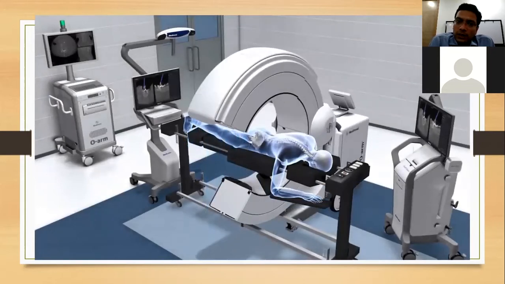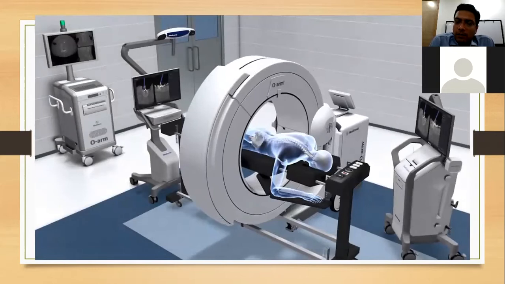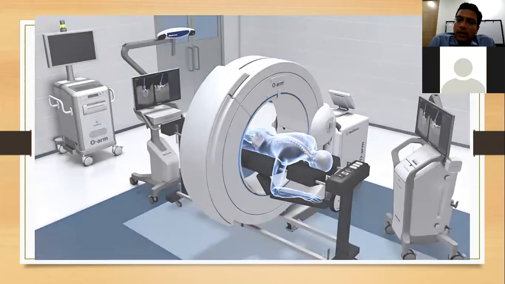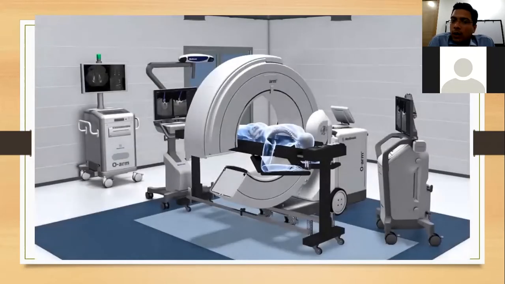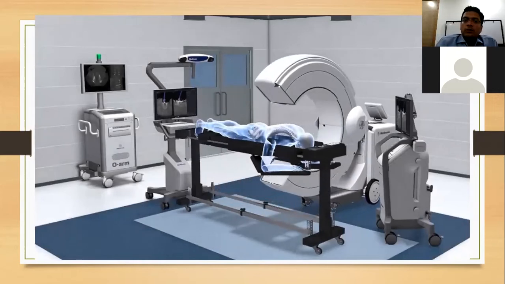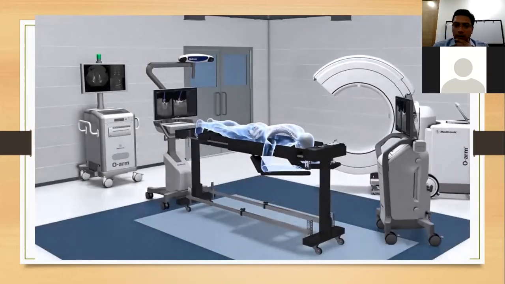At the end of the procedure, you can have a second spin of the arm to confirm the accuracy of your implant position. And once this is done, the O-arm again moves out of the OR to allow space. So this is how it works in the OR.